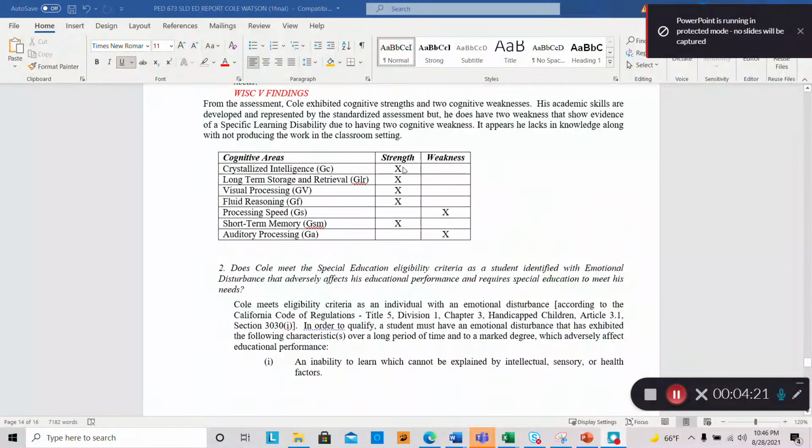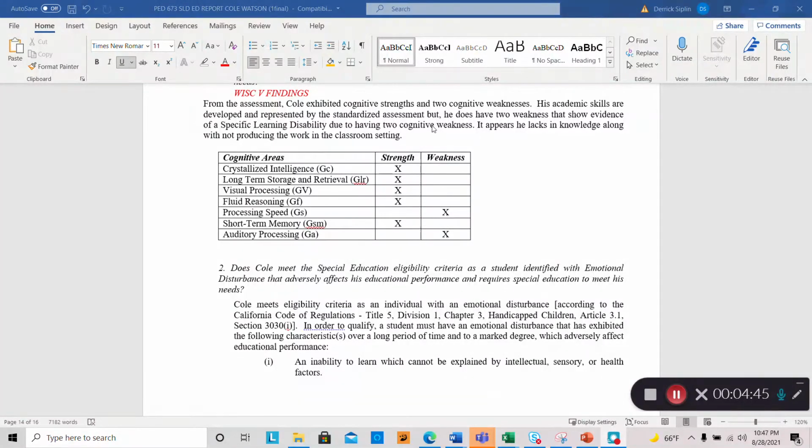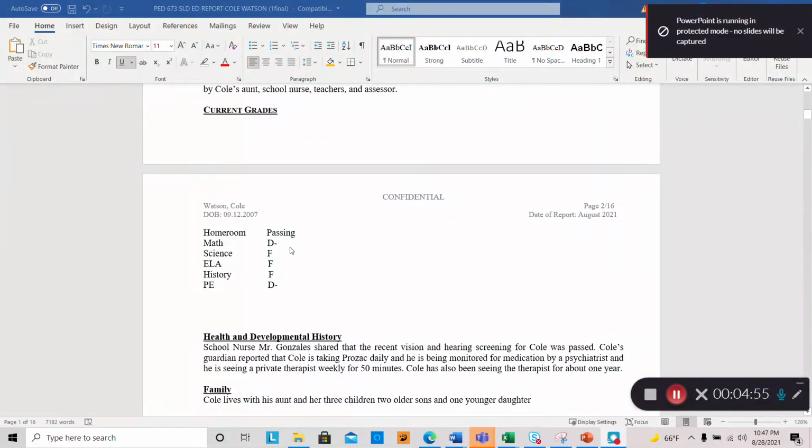As you can see here, these are the strengths that Cole showed during the WISC-5 assessment, and here are his weaknesses. Basically, Cole exhibited cognitive strengths and two cognitive weaknesses. His academic skills are developed as represented by the standardized assessment, but he does have two weaknesses that show evidence of a specific learning disability. It appears he lacks knowledge along with not producing work in the classroom setting. Here are Cole's current grades as proof that he's not producing in the classroom.